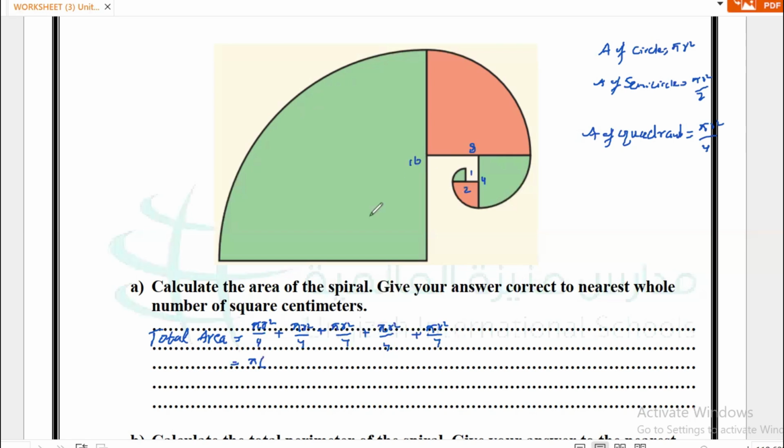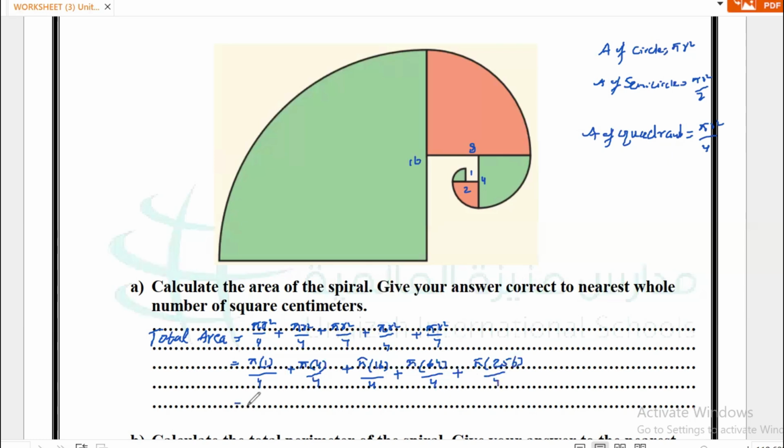8 and then 16. So 1 squared gives us 1 over 4, and then pi, r is now 2. 2 squared gives us 4 over 4, and then pi, r is 4. 4 squared gives us 16 over 4. I'm doing this question a little bit directly. So pi, next 8. 8 squared means 64 over 4, and then pi, 16. 16 squared gives us 256.